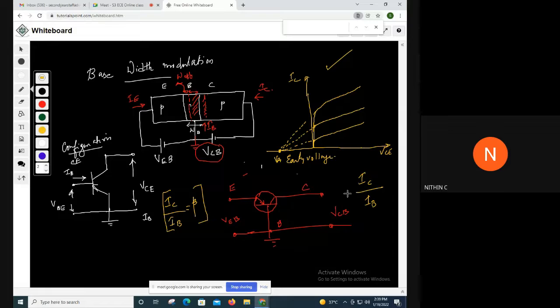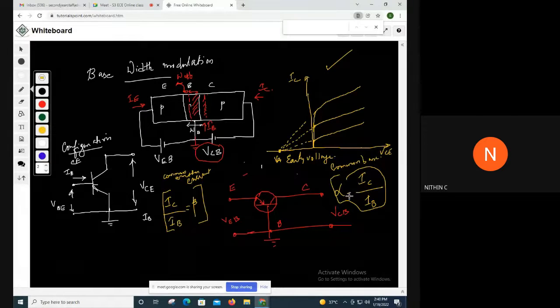So output by input in which case? Common base configuration. This is the common emitter current gain, which is beta. The common base current gain is represented as alpha, and the common emitter current gain is represented as beta.